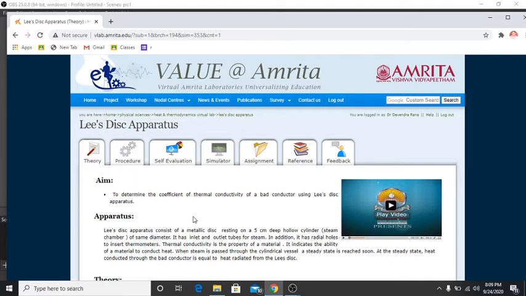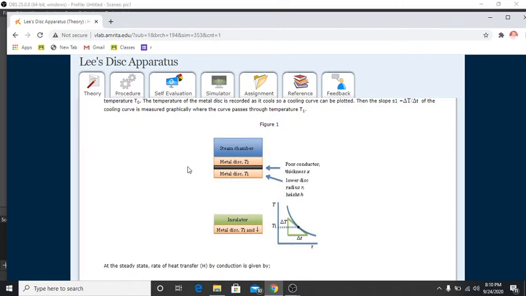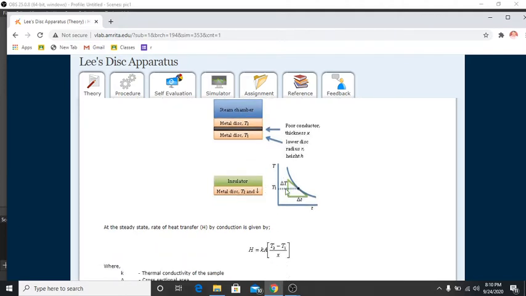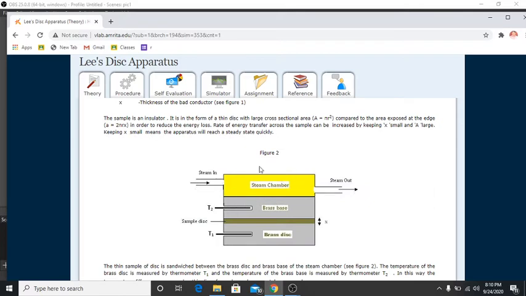The first one is the aim: to determine the coefficient of thermal conductivity of a bad conductor using this Lee's disc apparatus. Then the apparatus requirements. Then there is a small theory. We have to insert two thermometers, T1 and T2. In between there is a bad conductor for which you want to determine the coefficient of thermal conductivity. Now we say steam chamber. Then finally you have to plot a graph between the variation of temperature and time. And then there is a schematic diagram by which you can understand how this is going on.